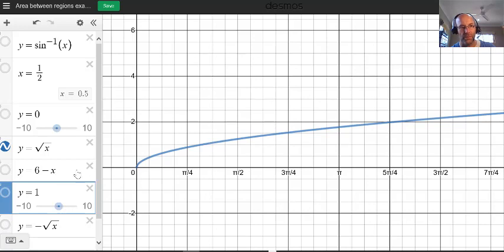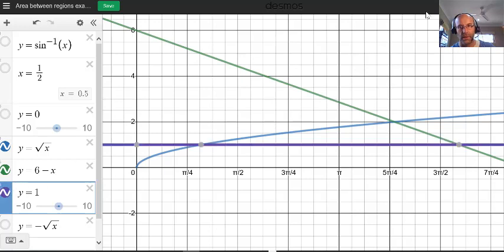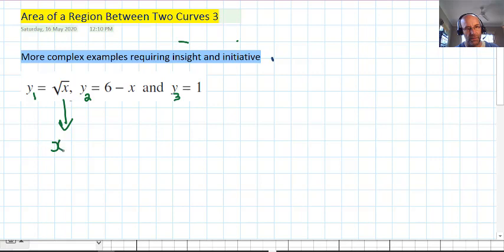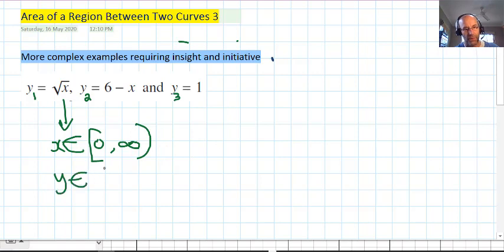Alright, so let's switch these back on and have a look at some analytical procedures now to get the show going. Put little subscripts below each of the y's symbols there. So equation 1, 2, and 3. And for y1, that's root x. So x is part of the set where we have from 0 through to infinity, and we have y also from 0 through to infinity accordingly.